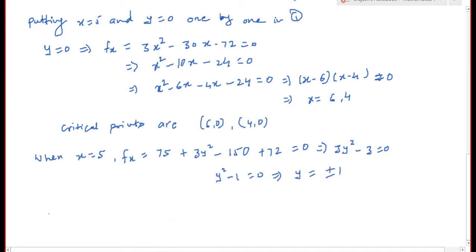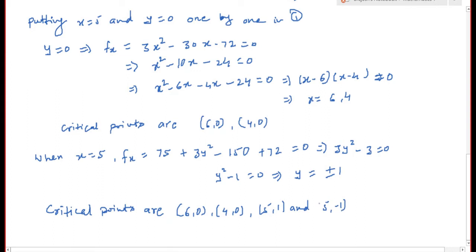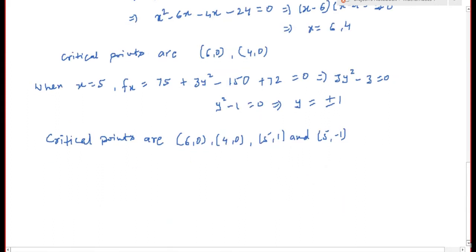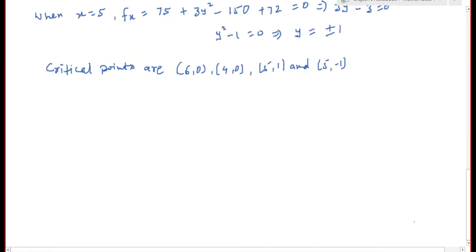So the critical points are, you have now 4 critical points. Earlier you got the critical points 6, 0 and 4, 0, and now you got here 5, plus 1 and 5, minus 1. So here you got the 4 critical points. These are either maxima, minima, or maybe not maxima, minima.